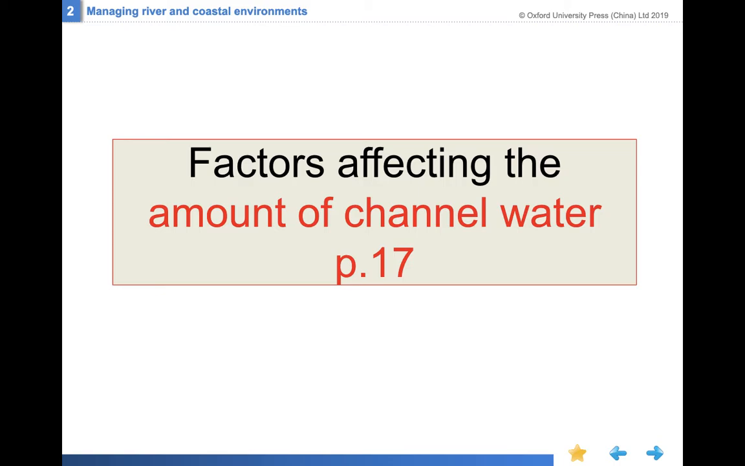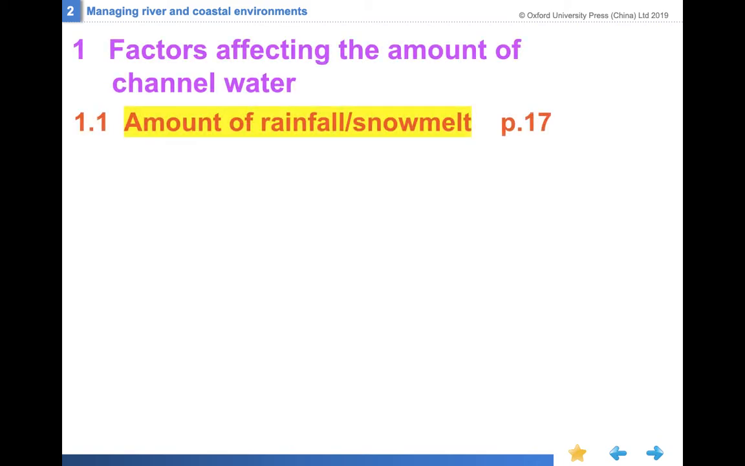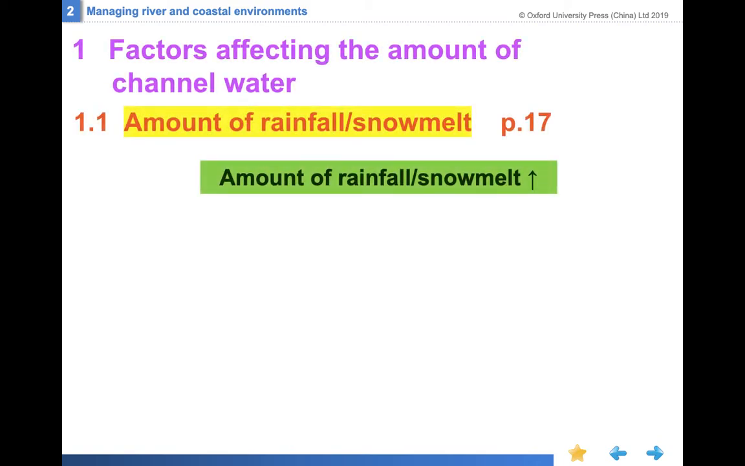of the channel water. And on page 16, there's a summary flow chart. You can refer to that for a quick revision. Page 17 is for the detailed version. So the first factor is about the amount of the rainfall or the snow melt.